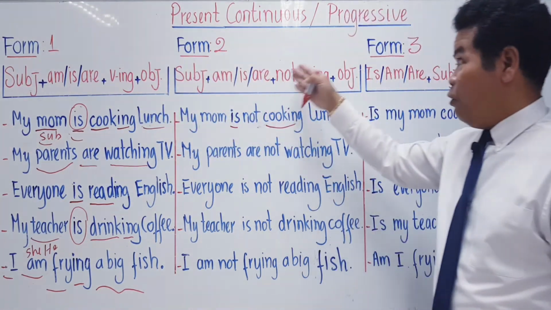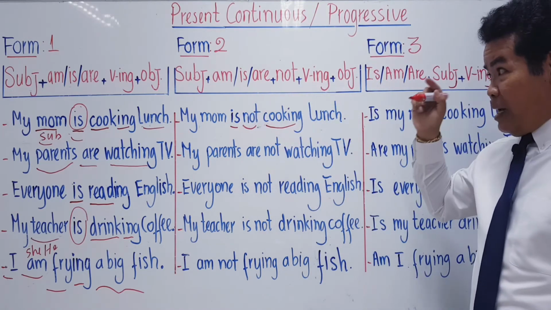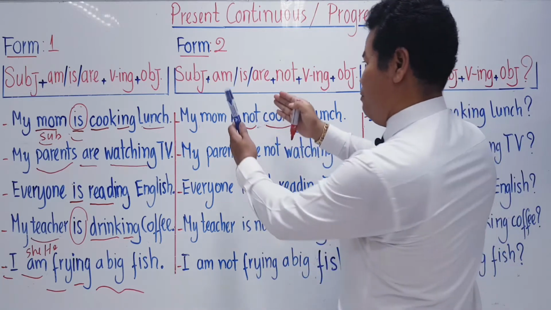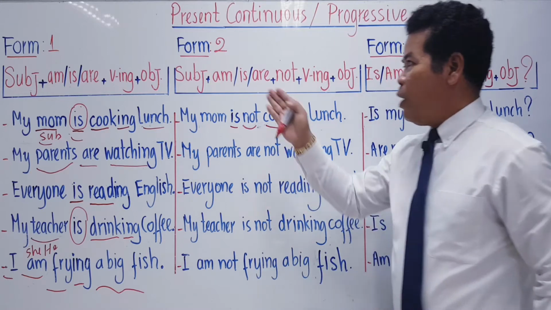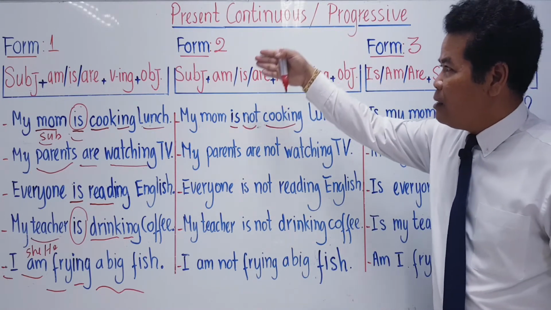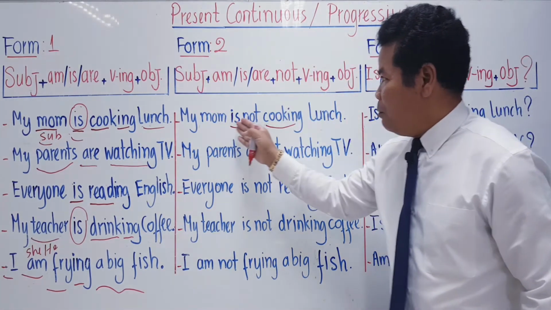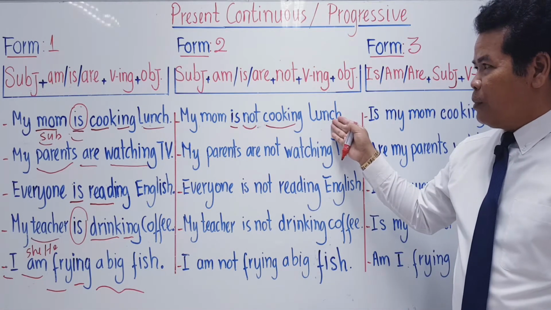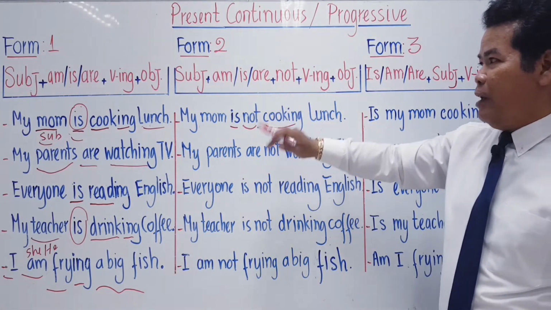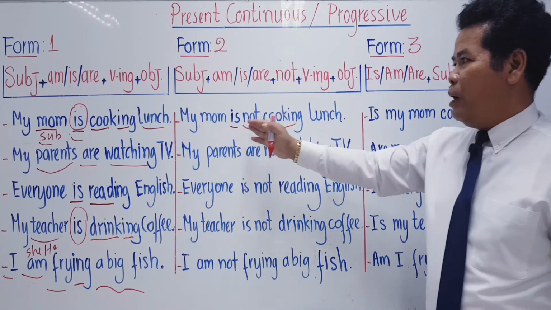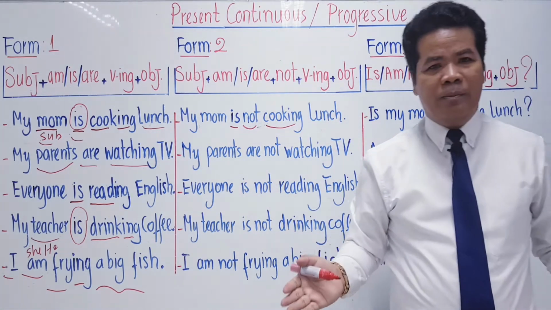And now we go to form number 2. You have one more word, not. You just add not in the middle, after the verb to be is, and then verb plus ing. So you have form 2, the negative form. My mom is not cooking lunch. Is it the right form of the negative? Yes, it's the right form of negative. We have got subject, verb to be, not, and verb plus ing. That is the correct form.